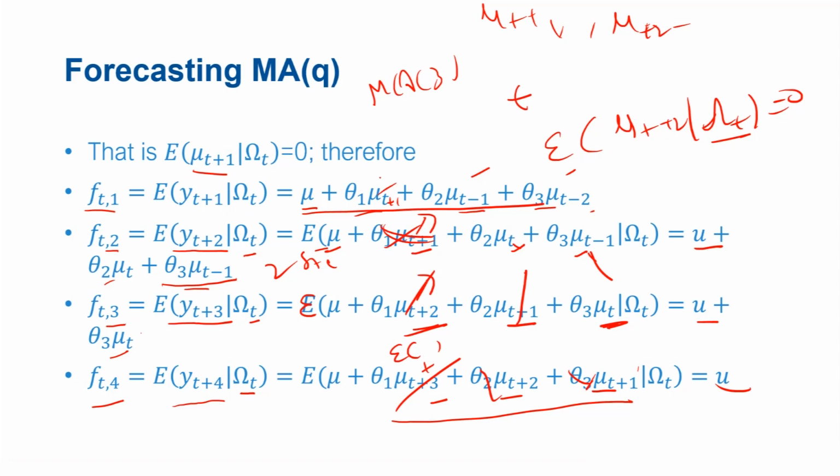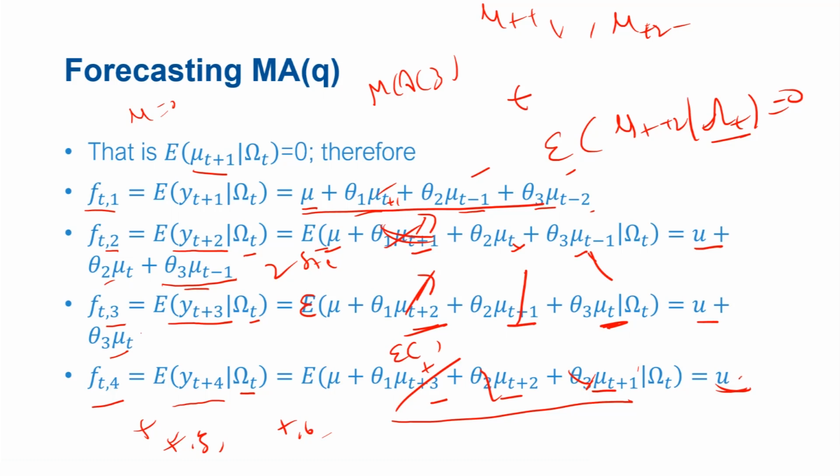So all these terms will be 0 and we are only left with mu. And I hope you can see where we are going with this. All future forecasts, f t comma 5, t comma 6 and so on, will become mu only, which is the constant or some kind of long-term mean of this process. As we said earlier, for practical purposes, we'll take this mu as 0.